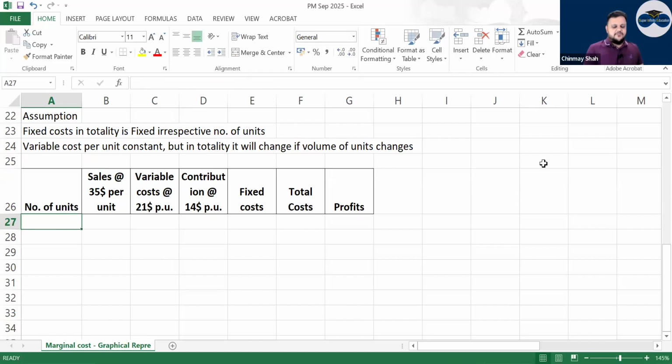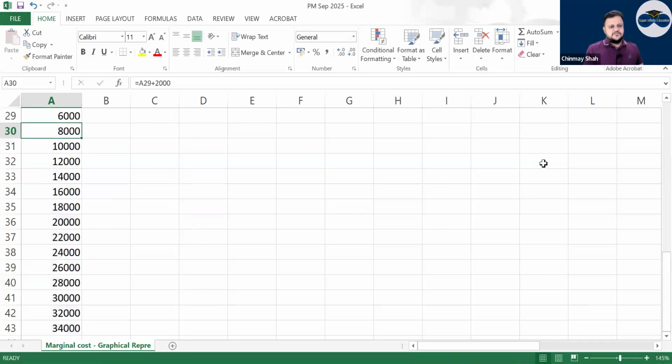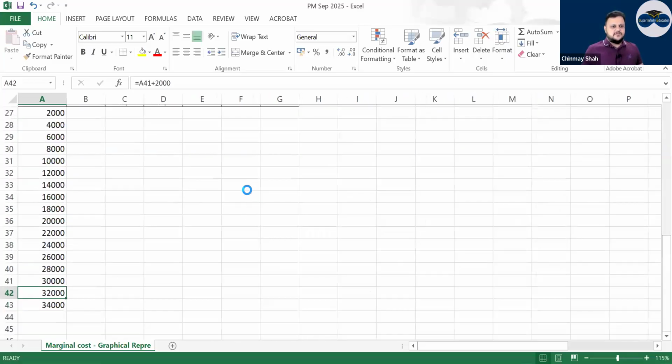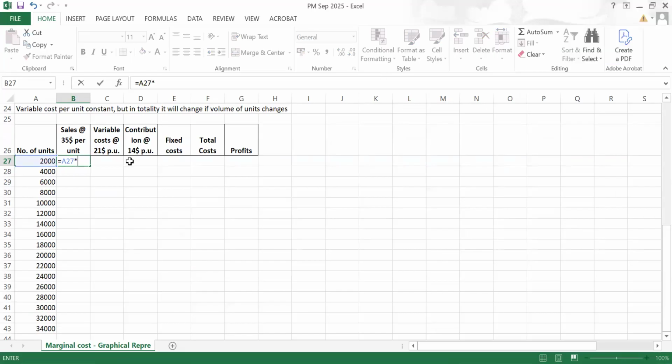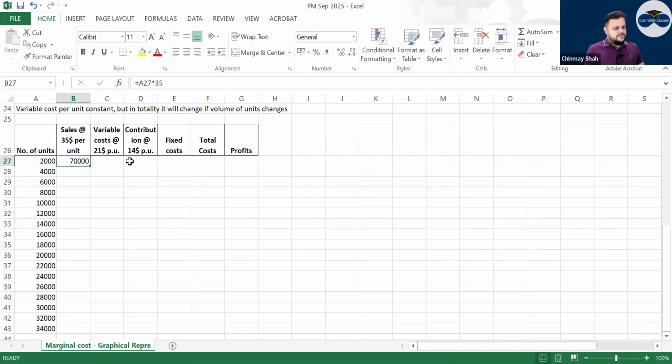Let's say number of units are 2000, then add 2000 at every level, up to 34,000. Have a look. Add 2000 every time, correct? Then tell me how much will be sales. How will you calculate sales? This 2000 into what? 35. Units into 35 will be my sales.